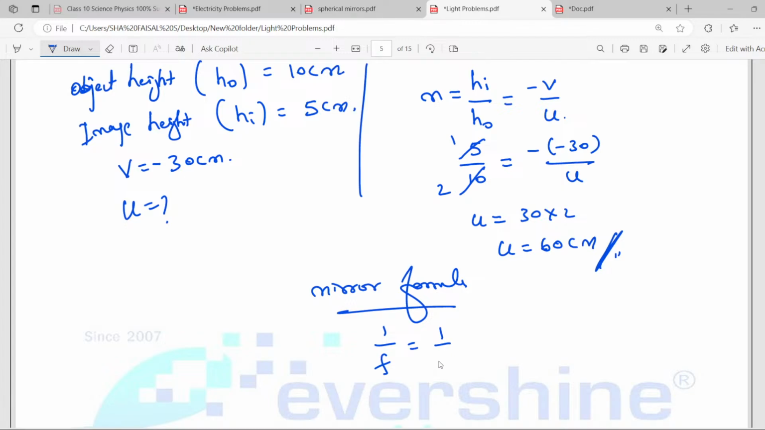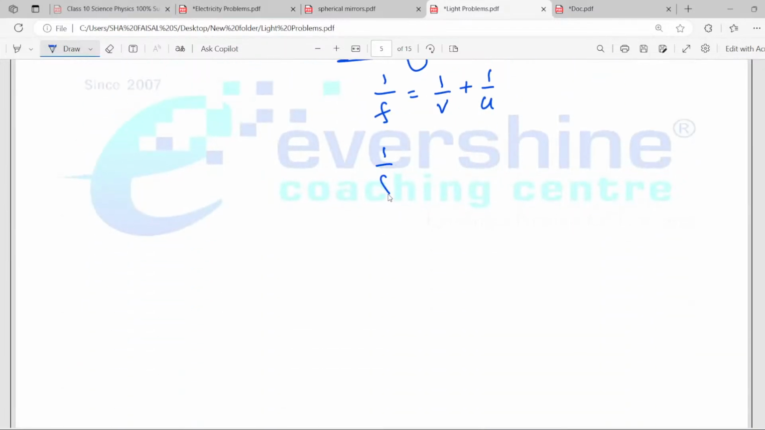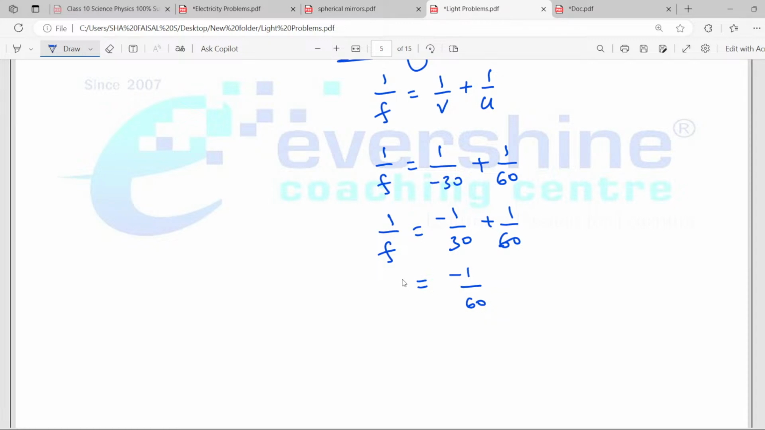1 by f is equal to 1 by v plus 1 by u. So 1 by f, focal length we don't know. 1 by v, the value of v is minus 30, plus 1 by u. Just now we calculated, that is 60. So if you simplify this, it can be written as minus 1 by 30 plus 1 by 60. If you simplify this, you will get the answer minus 1 by 60. You can try. So f is equal to minus 60 centimeters.